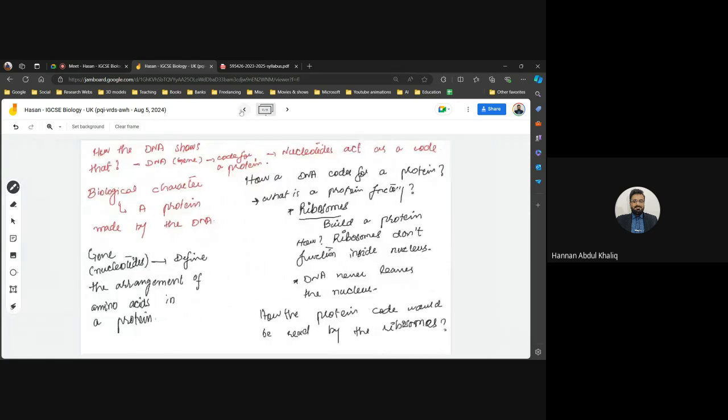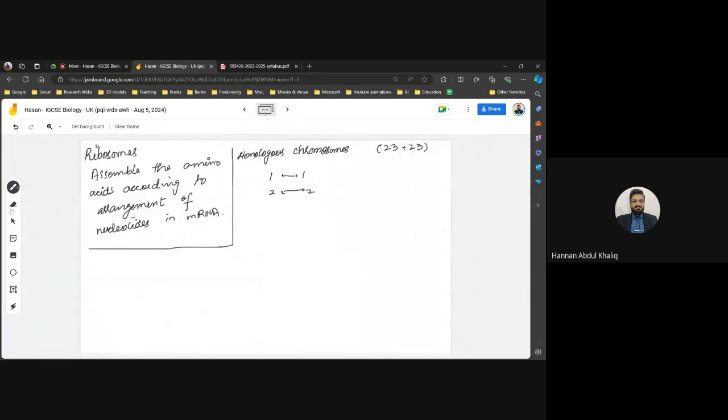Okay, I will draw it again. Suppose I draw chromosome number one from any set, let's say the father's set, and the other one is chromosome number one from, let's say, the mother's set. Now, when we talk about genes, we say that genes are segments of DNA.